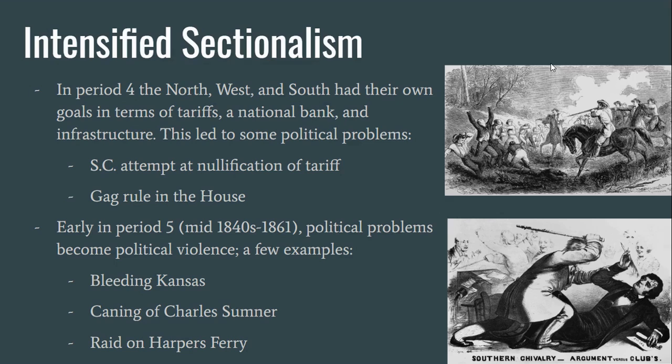But a couple of brief examples are the mini-civil war in Kansas called Bleeding Kansas, the physical beating of Northern Senator Charles Sumner by Southern Representative Preston Brooks. This was because of a speech Sumner gave against slavery and Southern society. And one of the greatest Americans to ever live, John Brown, who after participating in the violence in Kansas, went on to plan and execute a raid on the federal arsenal in Harper's Ferry. He was trying to start a slave uprising.